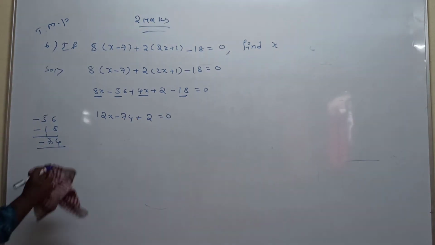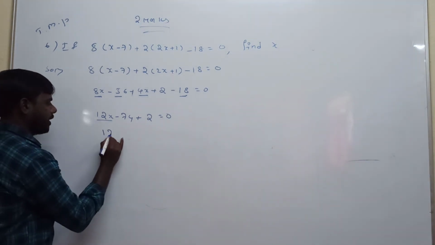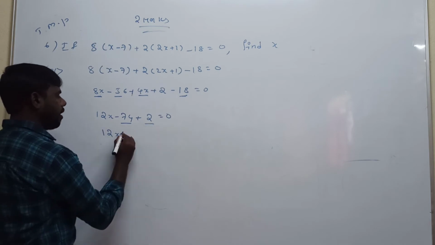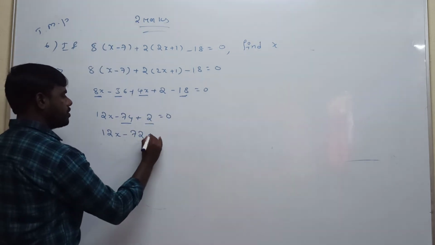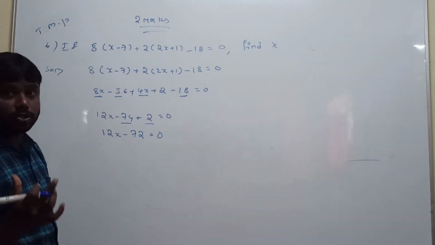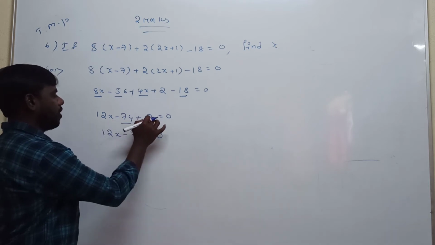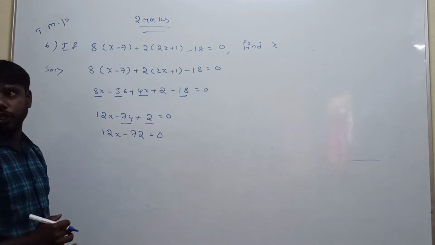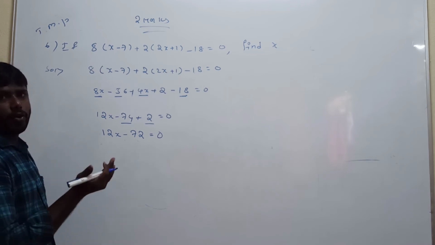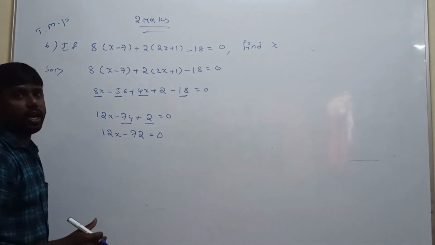So now the x variable is as it is: plus 12x minus 74 plus 2 is minus 72 is equal to 0. Understand here? 74 and 2 are both constant values. Minus 74 plus 2 is minus 72, equal to 0. Only to calculate the x value, we take x on one side and the constant value on the right hand side. So here minus 72 is our constant value.